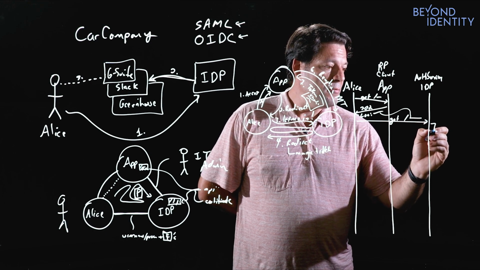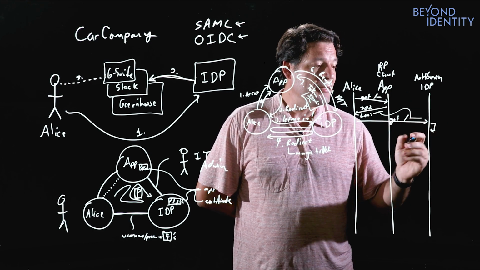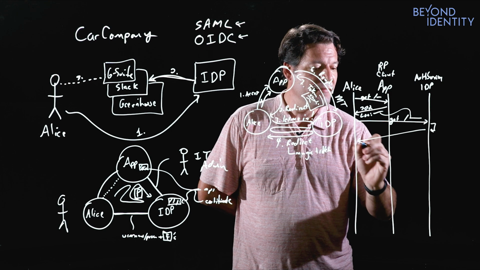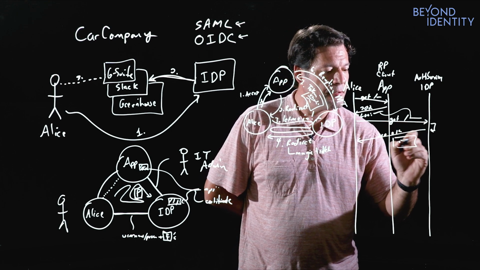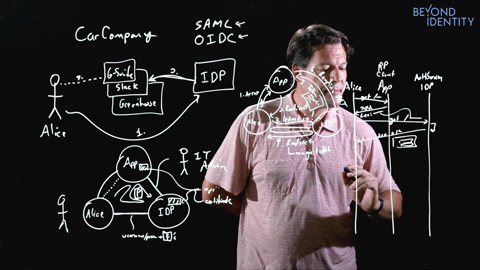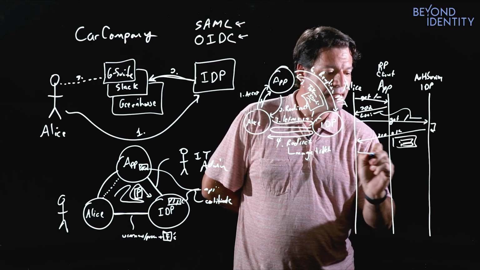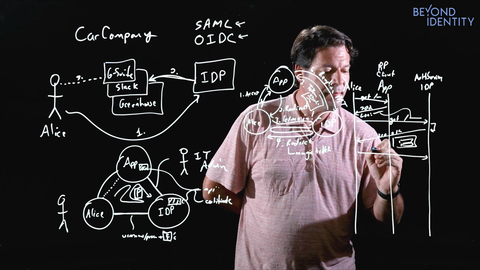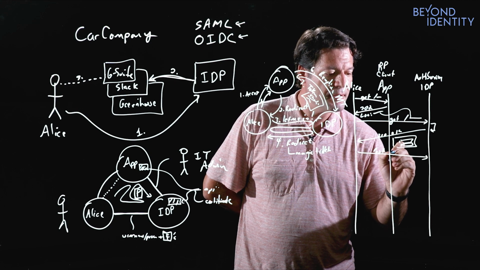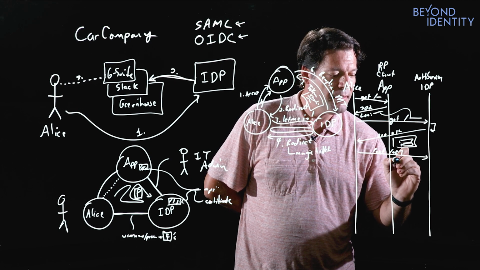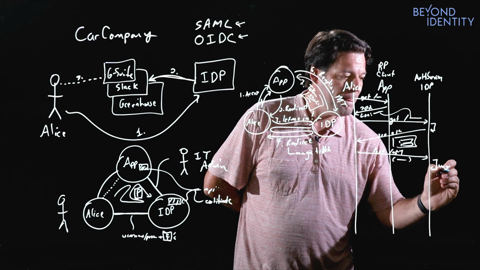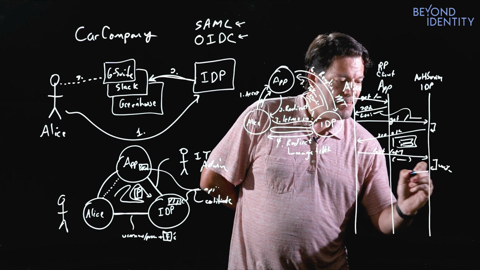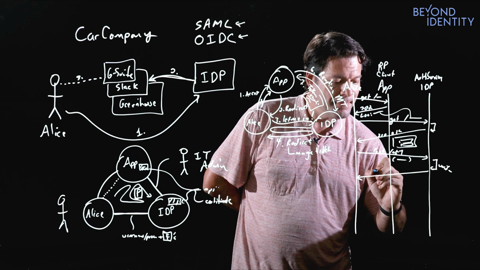Then the IDP will think about what to do, and what it typically does is it will then serve a login page, right? With our traditional username and password box. Alice will then present her information, right? Her username and password. Okay, we'll say post authorize with the envelope. The IDP will verify.